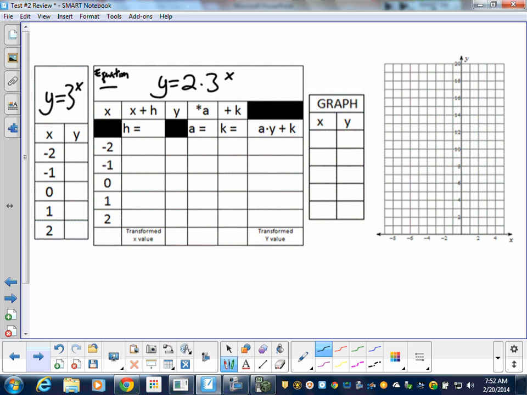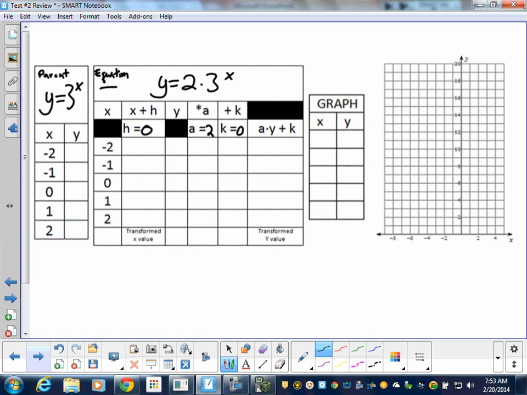That's what we're trying to graph. Then in this section right here, that's where the parent graph goes. And the way you get your parent graph is you look at the equation and write out this information here in these columns. So in this particular problem, h is 0, k is 0, and a is 2.